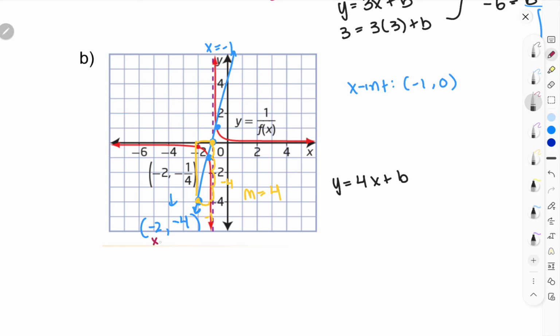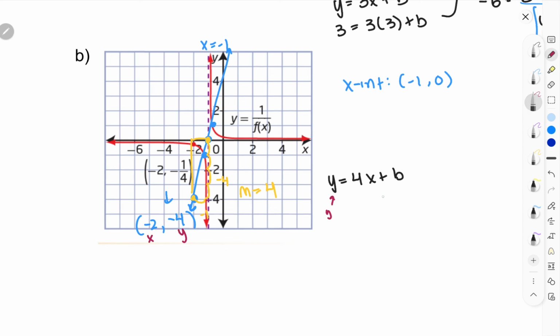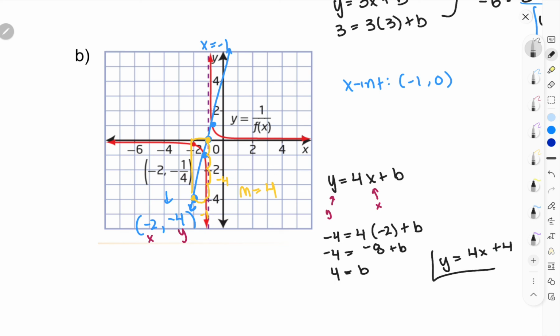So I'm plugging this in, right? This is my x and my y. I'm going to plug it in to my x and my y. And so negative 4 equals 4 times negative 2 plus b. Negative 4 equals negative 8 plus b. I add the 8 to both sides. Okay, it was in the right spot. 4 equals b. So then y equals 4x plus 4. That's the equation of the linear function that causes this reciprocal. So again, this straight line would be 4x plus 4. We've studied those. We spent a lot of 10C looking at those. This curvy line would therefore have to be 1 over 4x plus 4.